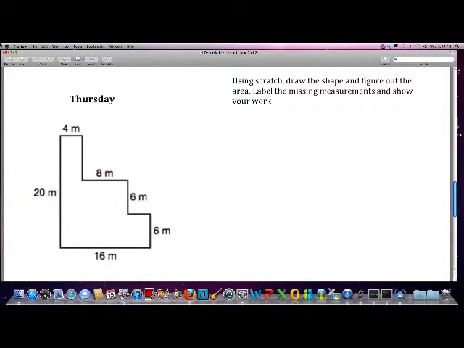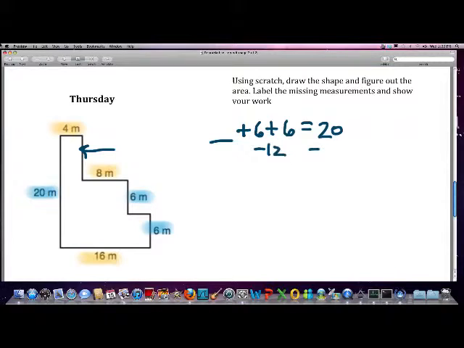So the first thing we notice is that we've got some horizontal measurements here, 4, 8, and 16. And then we've got some vertical measurements, 26 and 6. And so that's a vertical measurement that we have to figure out. If that's a blank, then we do blank plus 6 is equal to 20. And subtracting 12 from both sides of the equation, we get blank is equal to 8. So we know that's 8.